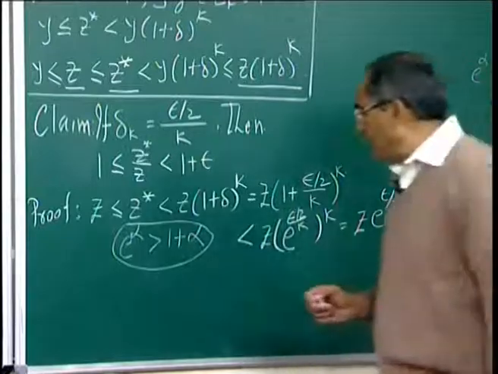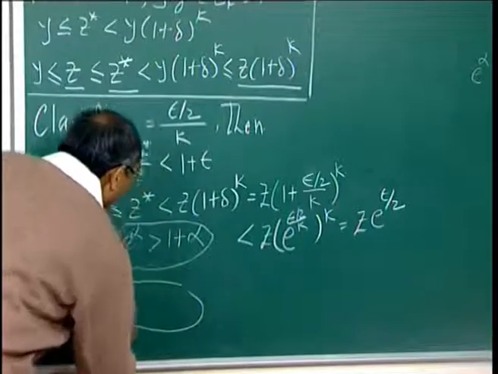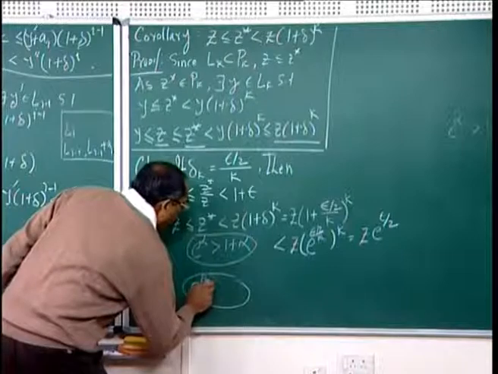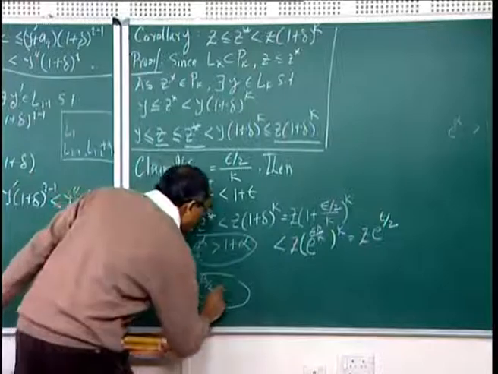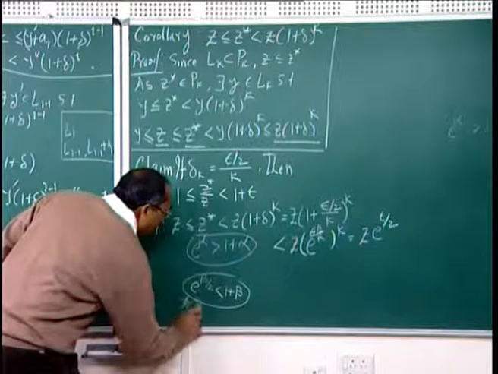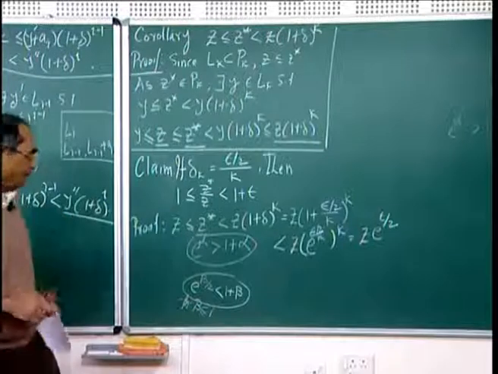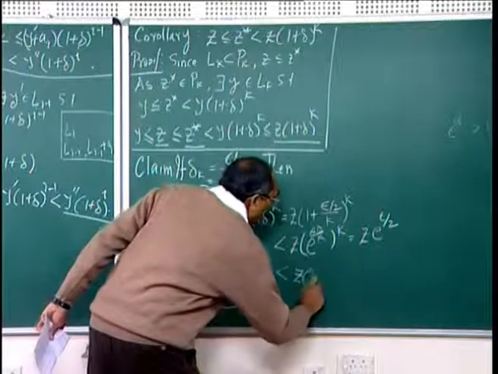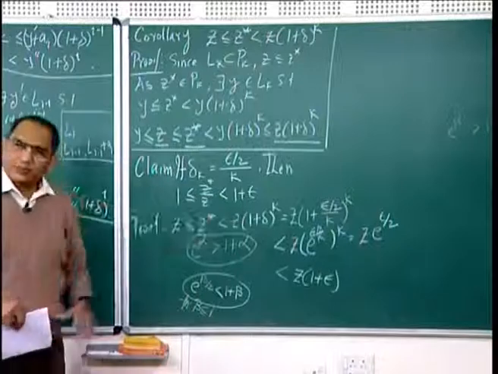Now, there is another inequality for numbers smaller than 1: e to the power beta by 2 is less than 1 plus beta, for beta less than or equal to 1. So, this is another inequality which allows me to further bound this by z times 1 plus epsilon. So, that is what we wanted to establish.